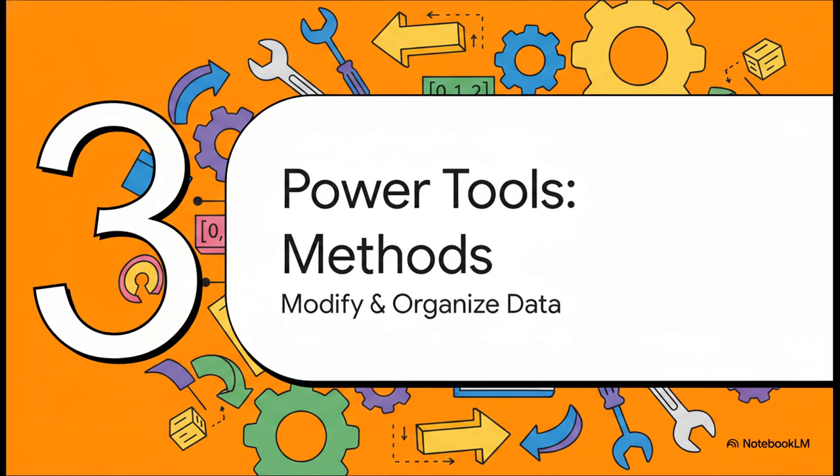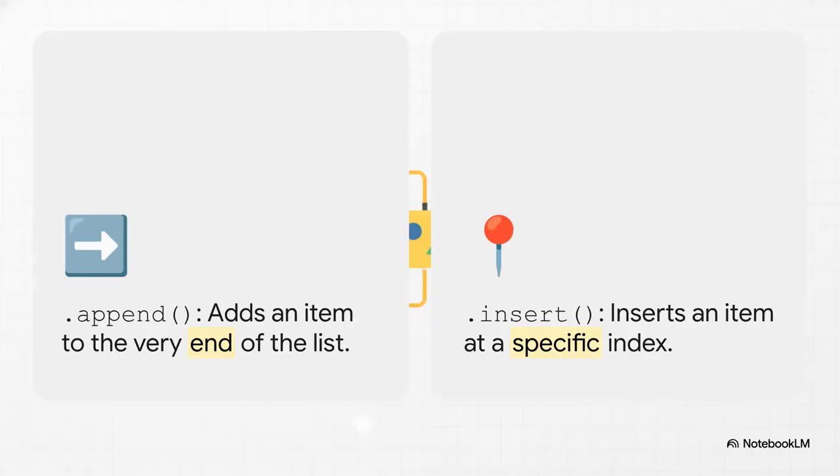Now for the really fun part, changing them. Python comes with a bunch of built-in power tools, they're called methods, that let us mess with our lists and organize them however we want. So let's say you want to add a new item. You've got 2 main ways to do it. The one you'll use most of the time is .append. It just sticks the new item right on the end of the list. Super simple. But if you need to be more precise, you can use .insert. That one lets you pick the exact spot, the exact index, to put your new item.